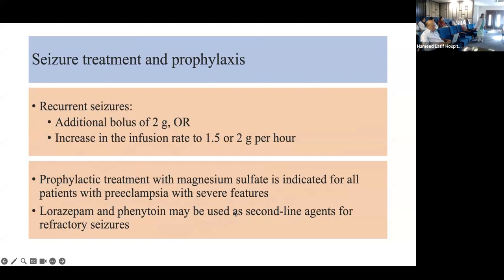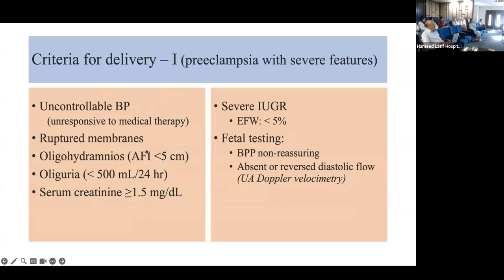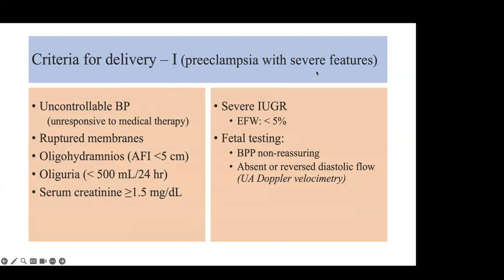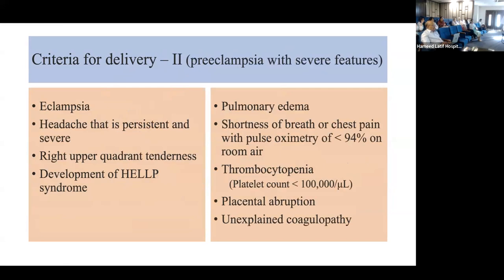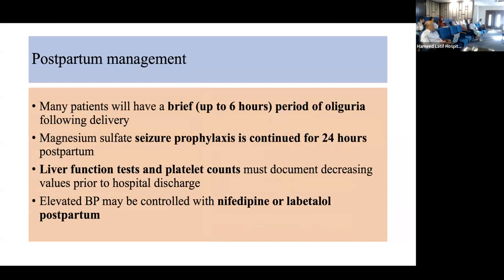Criteria for delivery: uncontrolled blood pressure, ruptured membranes, oligohydramnios, oliguria. This is pre-eclampsia with severe features, or severe IUGR when estimated fetal weight is less than 5th percentile, or fetal testing, biophysical profile non-reassuring, absent or reversed diastolic blood flow. These are all indications for induction or delivery, not necessarily by vaginal route. Pre-eclampsia with severe features: headache, right upper quadrant pain, development of HELLP syndrome, pulmonary edema, shortness of breath, chest pain, thrombocytopenia, placental abruption, or unexplained coagulopathy.